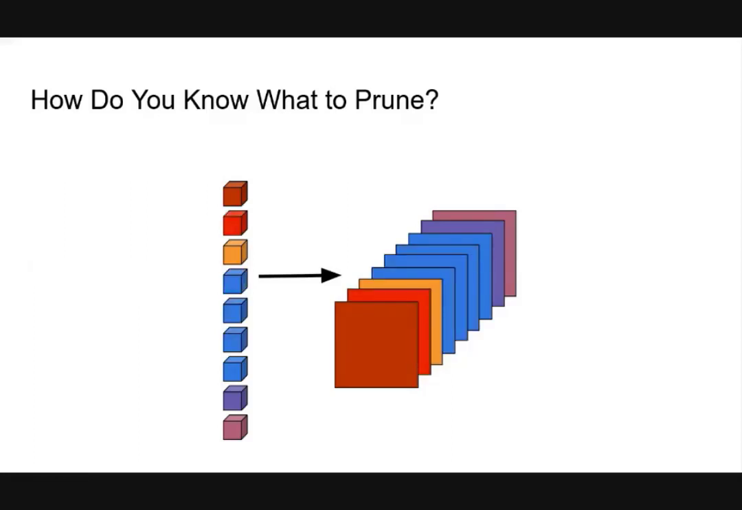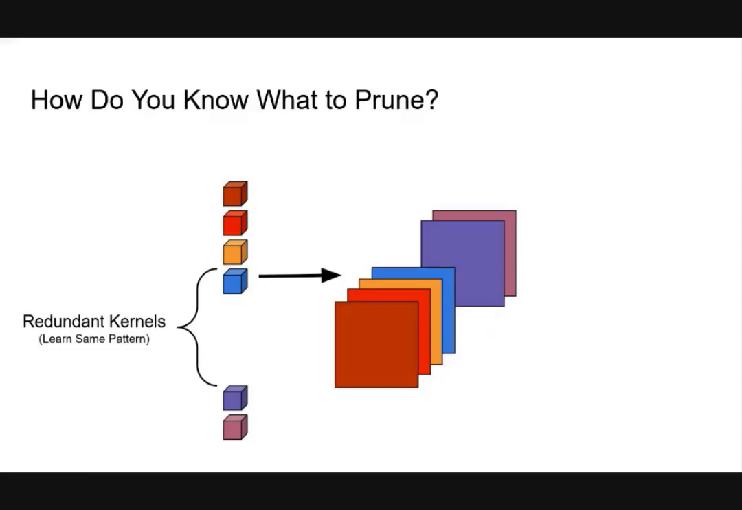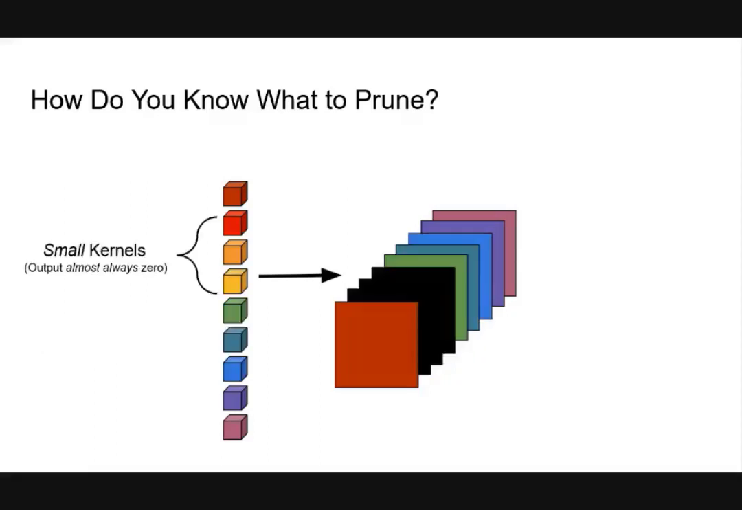Another thing that can happen is if you have a lot of kernels, you could have some redundant kernels. They've learned the same pattern, and so you recompute the same map over and over again, which is just silly, right? So just keep one of those and delete all the rest. That's another way of pruning.